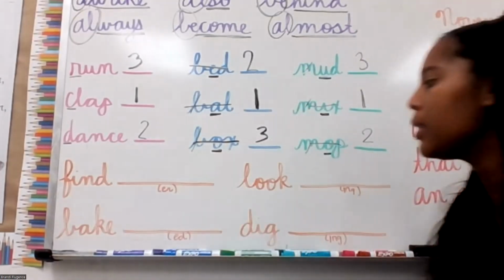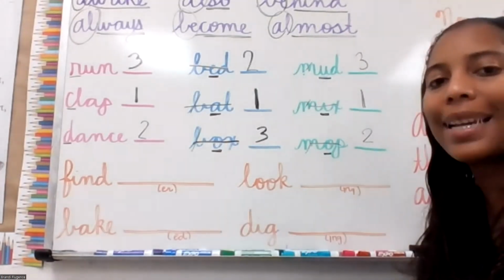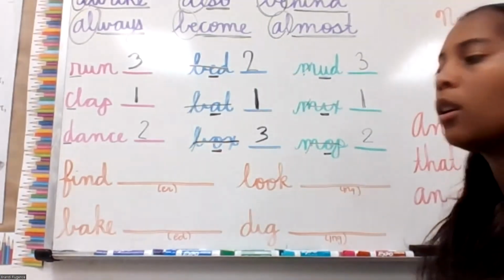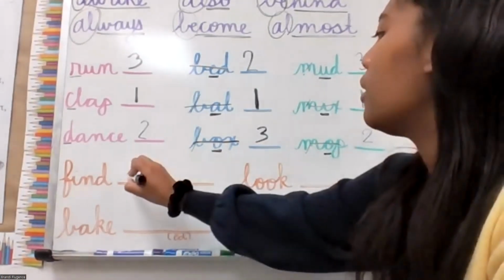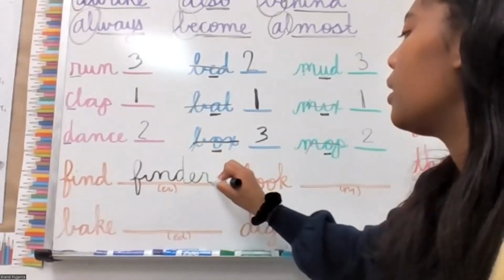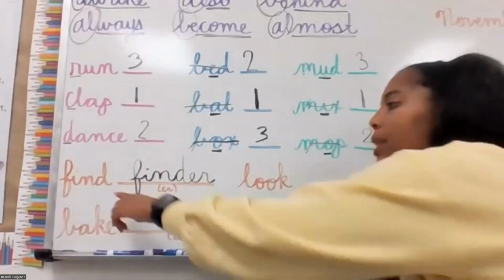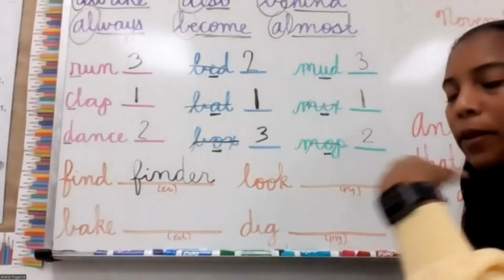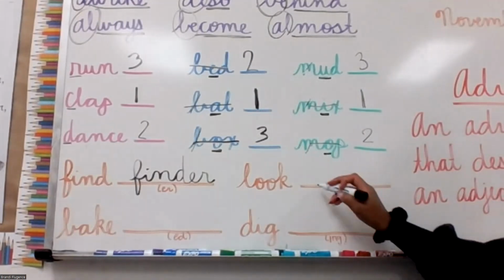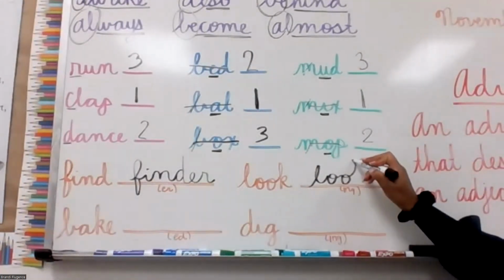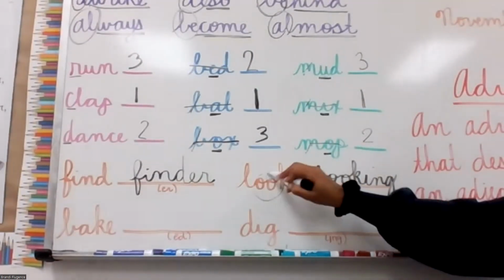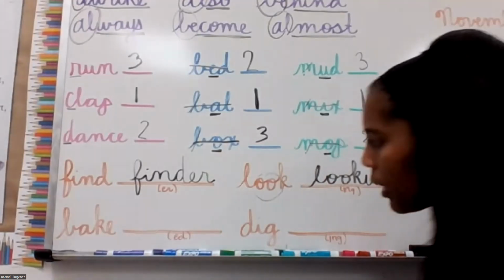All right, the last thing I want to do is add suffixes here. So I have find. If I add suffix er, what will it become? Finder. How would we write it? F-I-N-D-E-R. Yes, we do not double because IND is a special sound, so we just add the suffix ER. Let's turn look into looking. How would I write looking? L-O-O-K. Again, we don't double because that's a special sound, so we don't double the K.